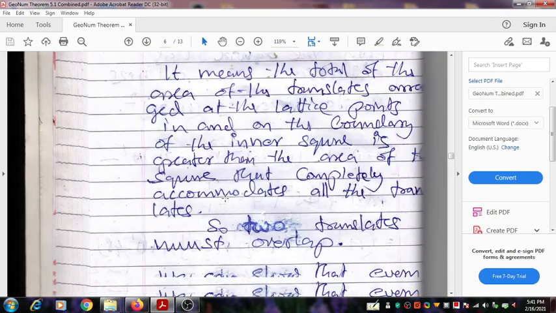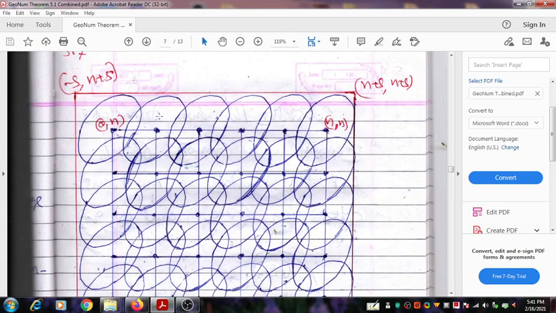For making it clear, go back to the figure. In this figure you can see many overlapping portions. Two adjacent translates overlap here, and the three translates here have an overlapping portion, and likewise there are many overlapping portions. But for the time being, we assume that there is no overlapping of translates. Means one translate completely avoids all other translates.